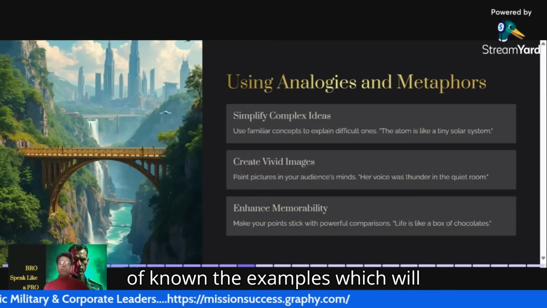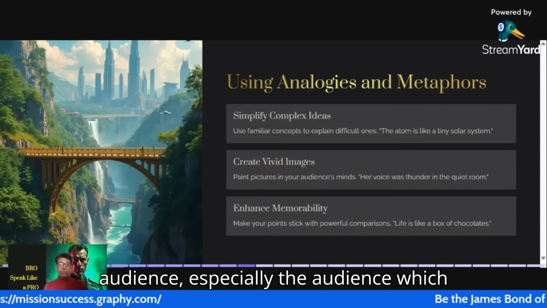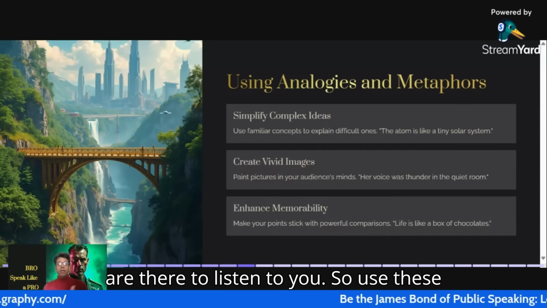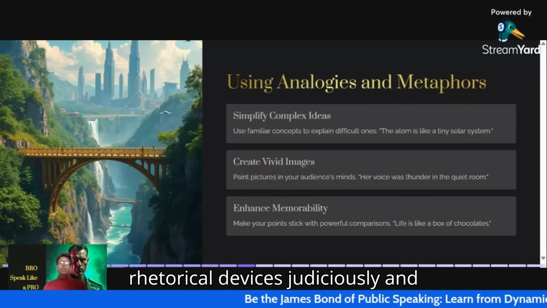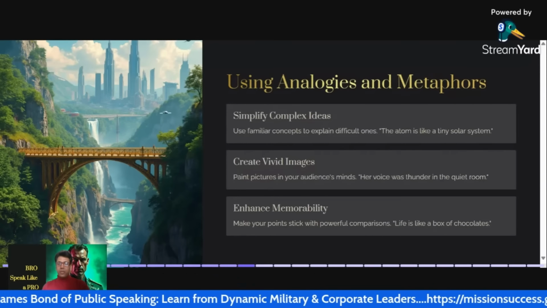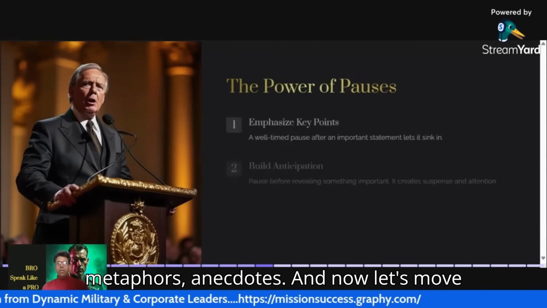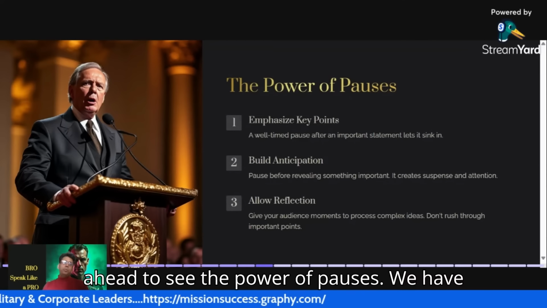So these are some of the examples which will reinforce your message with any set of audience, especially the audience which are there to listen to you. So use these rhetorical devices judiciously and enhance your presentation and make your idea resonate with your audience, right? So these are the powers of analogies, metaphors, anecdotes. And now let's move ahead to see the power of pauses.